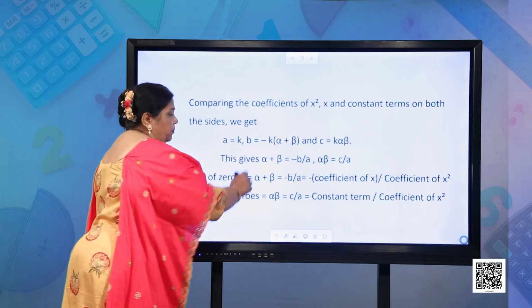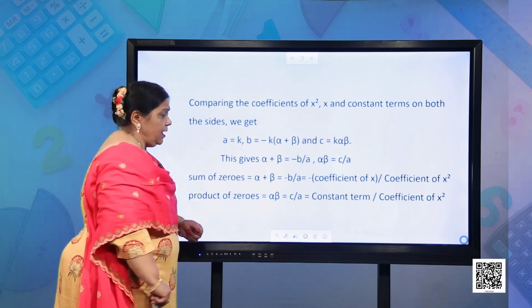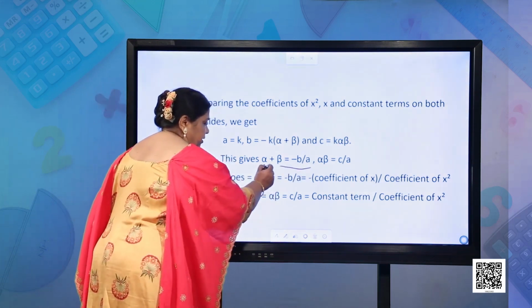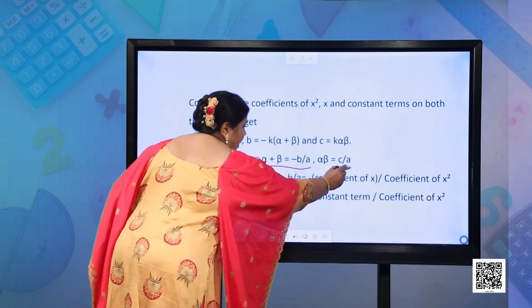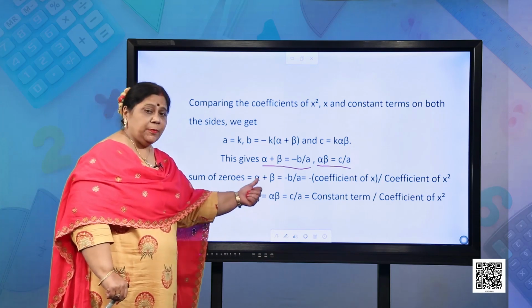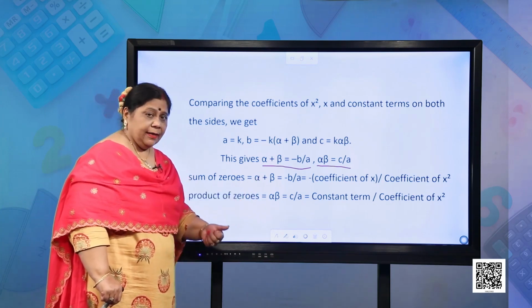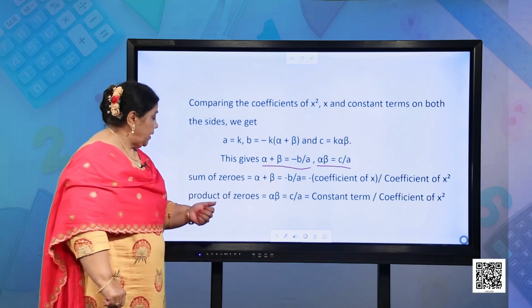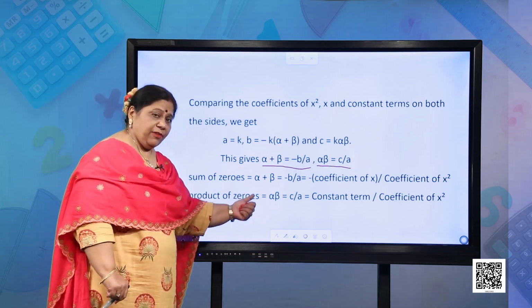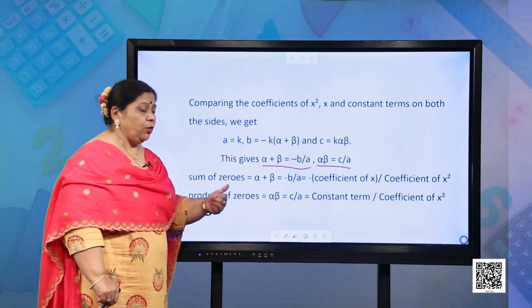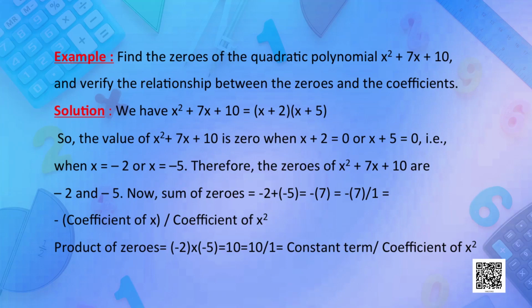Comparing the coefficients of x², x and constant terms on both the sides, we get a = k, b = −k(alpha + beta), and c = k alpha beta. This gives us alpha + beta = −b/a and alpha beta = c/a. That means, the sum of the zeros, alpha + beta, will be equal to −b/a, that is equal to −coefficient of x upon coefficient of x². The product of zeros will be alpha beta, that is equal to c/a, or constant term upon coefficient of x². Now, we shall look into an example to understand this.